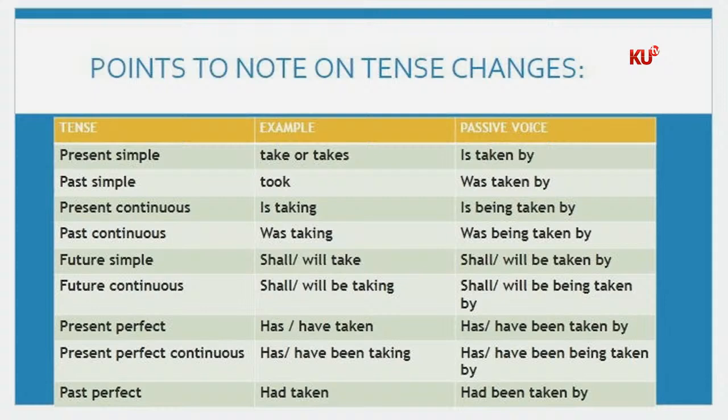The third tense that we have is present continuous tense. An example there is "taking". We have "is" and "ing" on the verb take: is taking. Remember I said when you have ing, you must use "being". So "is taking" becomes "is being taken by". For example, my book is being taken by my friend.